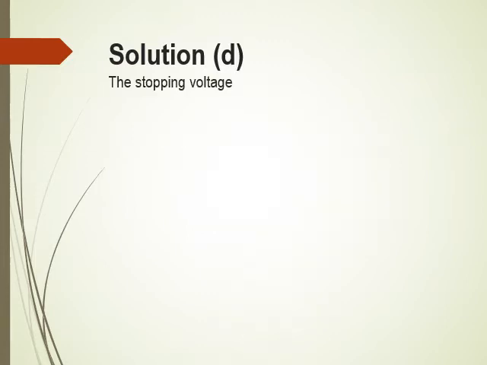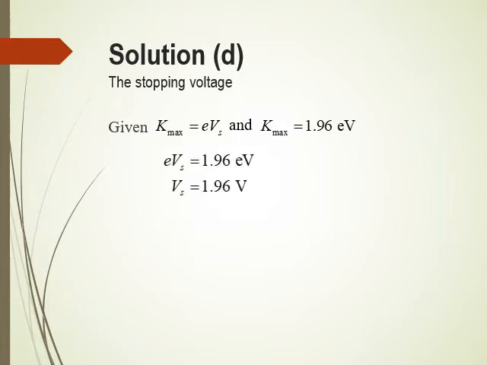Question D is asking for the stopping voltage. The equation that can be used to determine the stopping voltage is K max equals eVs. From previous questions, we have K max equals 1.96 eV. So substitute the values into the equation. You will then obtain Vs equals 1.96 volts.